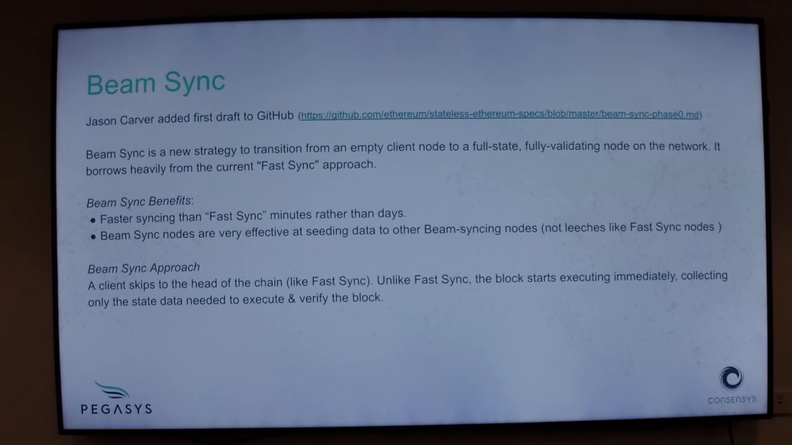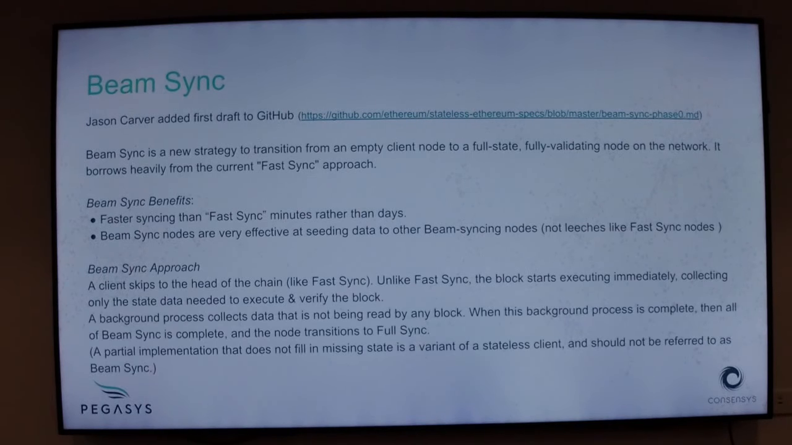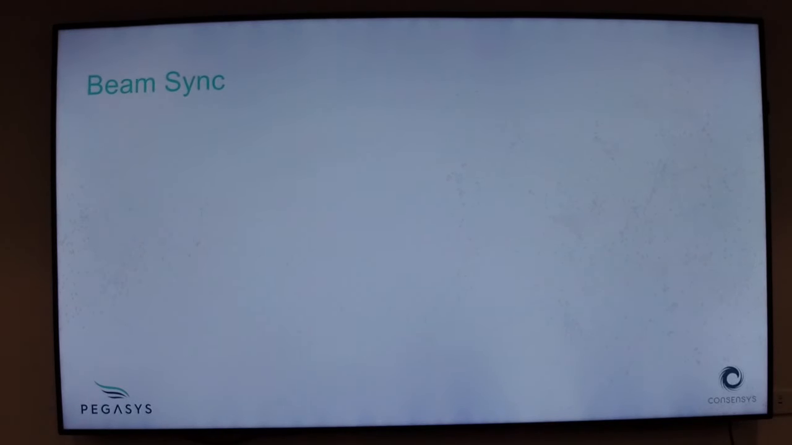So what they do is the client skips to the head of the chain, like fast sync, but unlike fast sync, the block starts executing immediately, collecting only the state needed to execute and verify the block. But then, as it does that, it also kicks off a background process that starts backfilling the state tree. So even though each time you have a block you'll add that little bit to your state, you have this background process that runs at the same time to fill up the state.